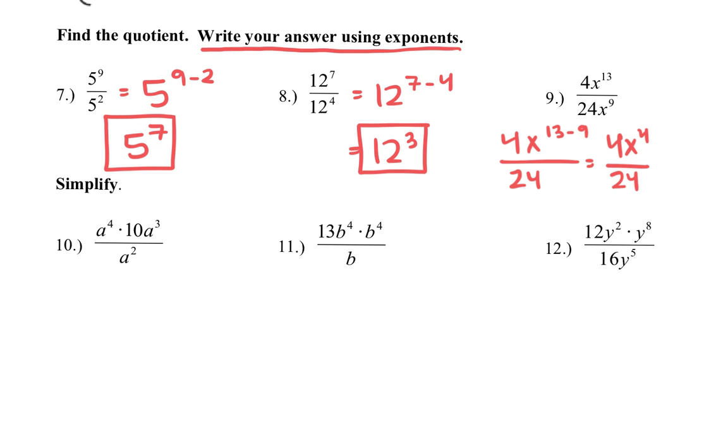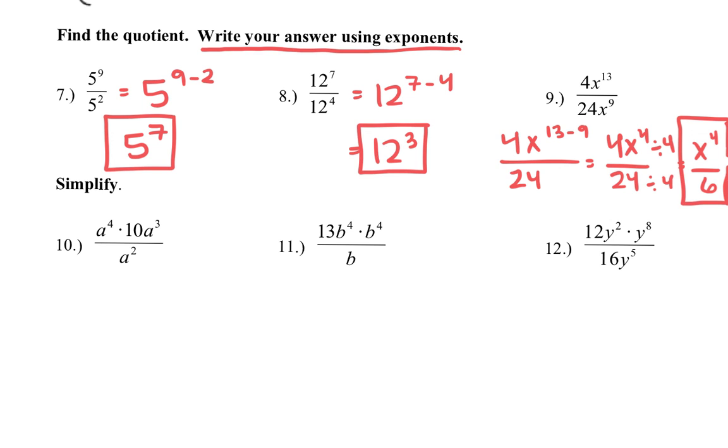over 24. So then my next question needs to be, what goes into 4 and 24? In this case, hopefully you see that 4 goes into both of those, and so you end up with x to the 4th power over 6, or you could have 1x to the 4th power if you wanted there. And that is your simplified fraction.